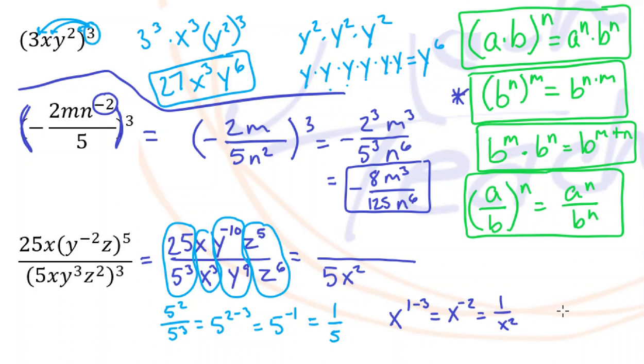Let's do the same thing with the y's. So we have y to the negative 10 power over y to the 9th, so it's negative 10 minus 9. Well, look at that, that's y to the negative 19 power. Again, that means y to the 19th power goes in the denominator. And then z to the 5th over z to the 6th is z to the 5 minus 6, which is z to the negative 1. Again, z goes in the denominator.